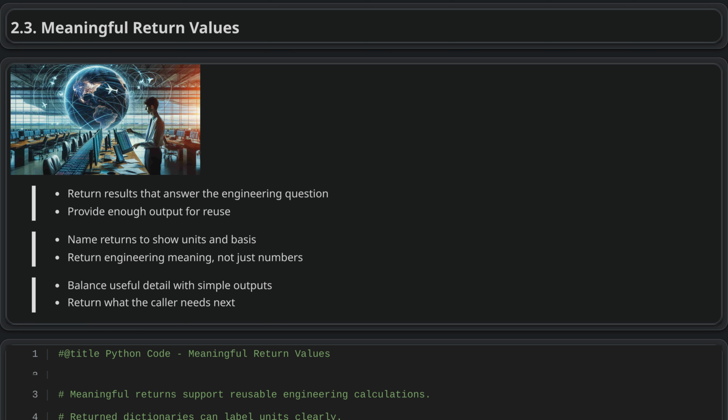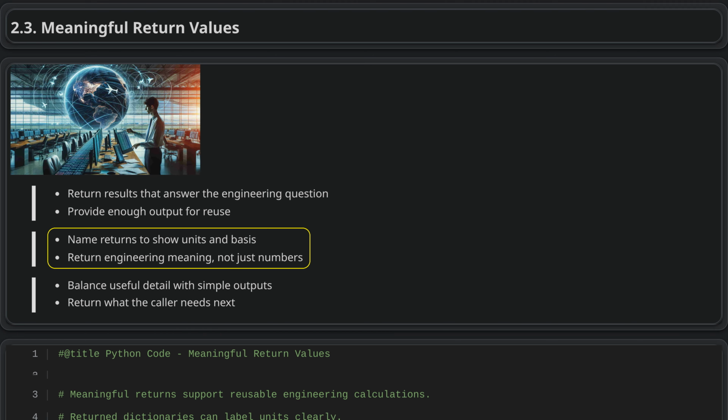Meaningful return values. Engineering functions should return results that directly answer the design question, not just intermediate calculations. For example, a heat exchanger sizing function should provide useful outputs such as cooling water flow rate or heat load when needed. Avoid returning unrelated internal values because that makes the function harder to reuse and forces others to inspect its logic. The goal is to produce clear outputs that can support future engineering workflows.